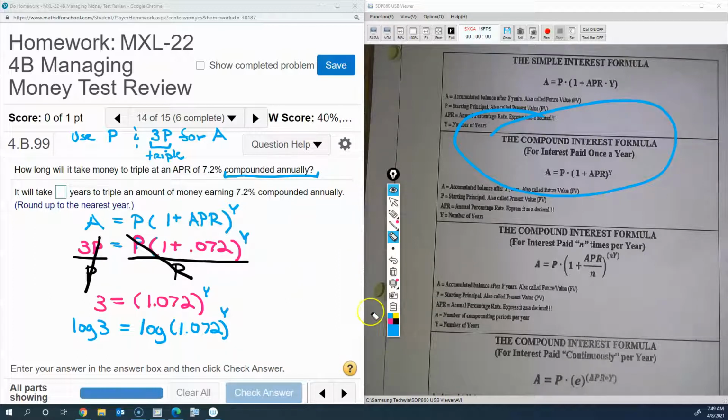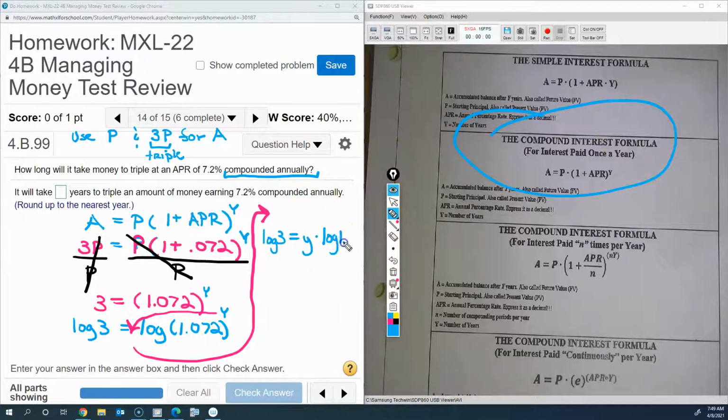Okay, then what we did was the rules of logarithms allow you to take this exponent and move it to the front. So now my equation looks like this. Log 3 equals y times log 1.072. So to get this by itself, I'm going to divide both sides by that log.